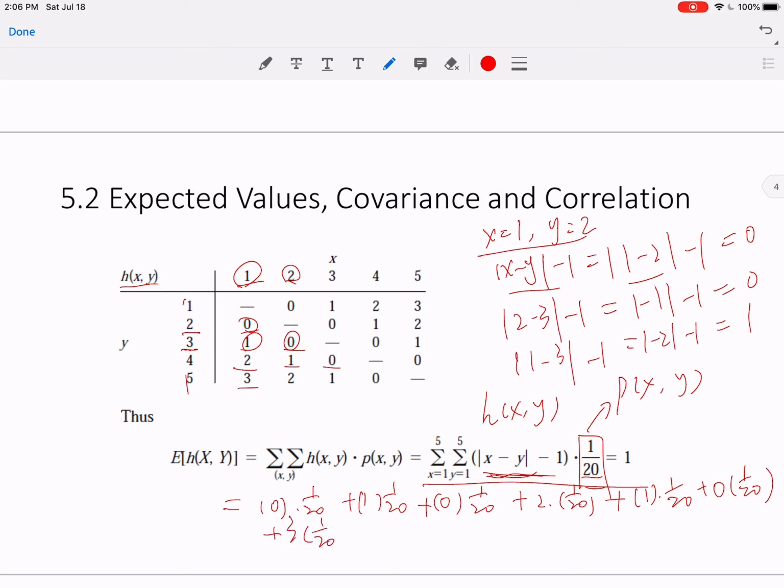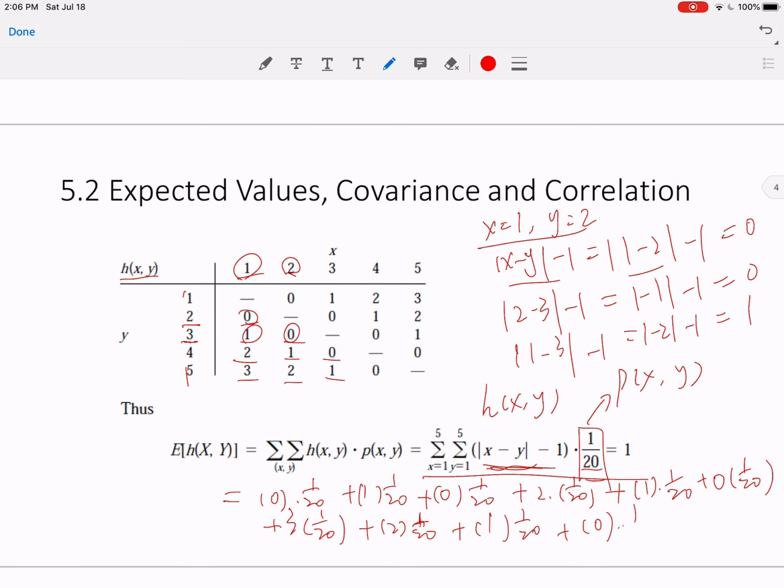times 1 over 20, and then plus this is 2, which is the function value, 2 times 1 over 20, and then plus this is a 1 times 1 over 20, and then plus 0 times 1 over 20. And then you would do the same thing again, because this table is kind of symmetric. This is symmetric, right? Because we get a 1, 3, and get a 3 here, and then 2 2s, and get 2 2s, and we get 3 1s here. So actually, instead of adding the rest part, we just need to multiply by 2 at the end.